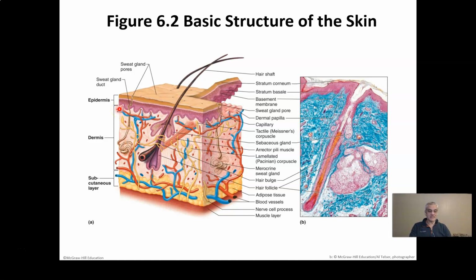In fact, it says it right here. That's called the dermal papilla. So papilla is a word that means like a pimple. If something is like a pimple, it's called a papilla. Well, these are like lots of little pimples.